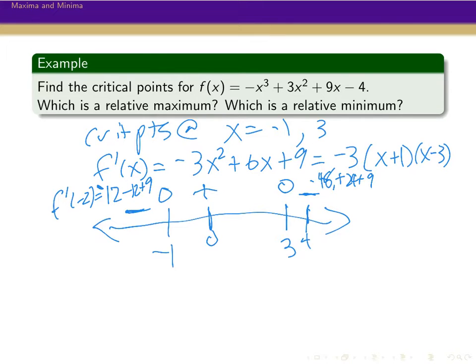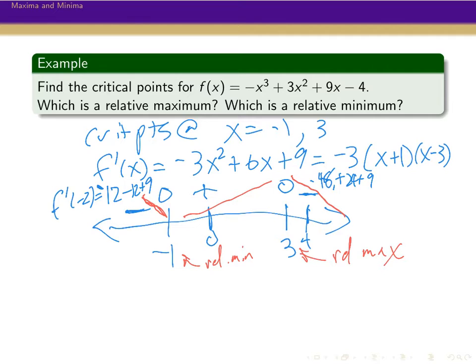Okay, so looking at this, the first derivative is negative to the left of minus 1, so the function's decreasing there. Positive between minus 1 and 3, so it's increasing in between. And then to the right of 3, the first derivative is negative, so it's decreasing again. So at minus 1, it's decreasing going in, increasing going out, and so that's saying this is a relative min. At 3, it's increasing coming in, decreasing going out, and so that's a relative max.